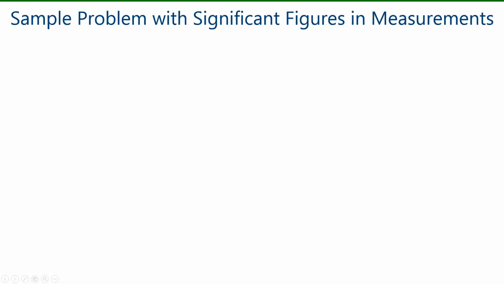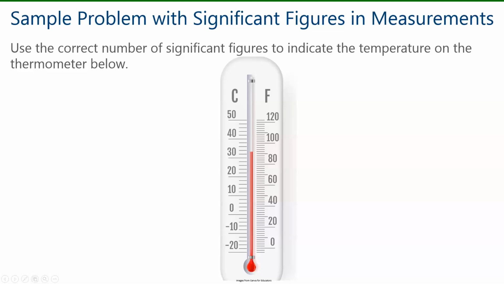Let's look at some sample problems with significant figures in measurements. For example, use the correct number of significant figures to indicate the temperature on the thermometer below. And the answer is 32.6 degrees Celsius. We can see the liquid rises past the 32 point, and it's between the 32 point and the 33 point. So we need to estimate our last digit. So we have three significant figures, two certain, the 32, and the 0.6, our estimated digit, for 32.6 degrees Celsius.